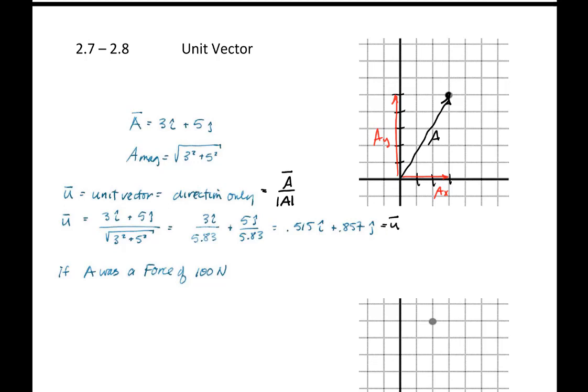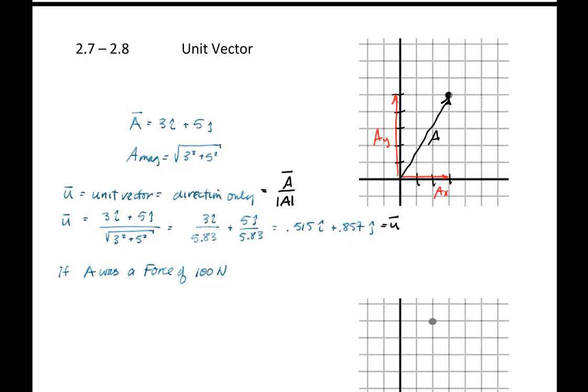And again, that is only the direction, and you can see that both components of i and j are less than 1. So when you get a unit vector, just make sure that both components are less than 1, and then you'll know that you're probably on the right track.